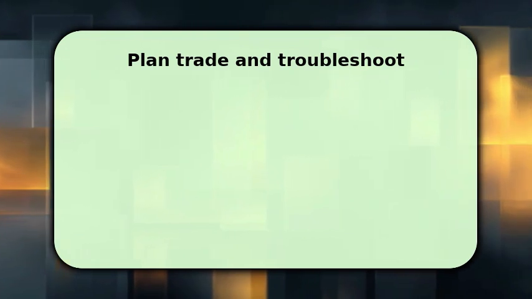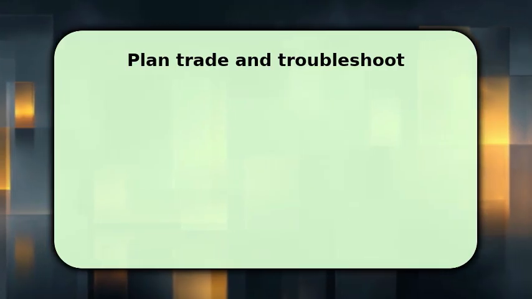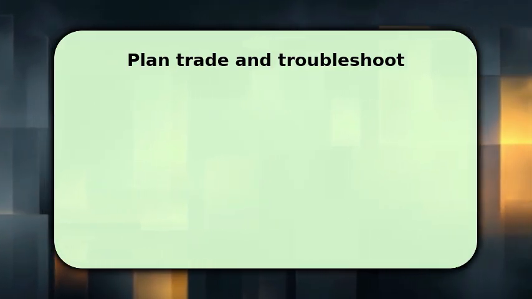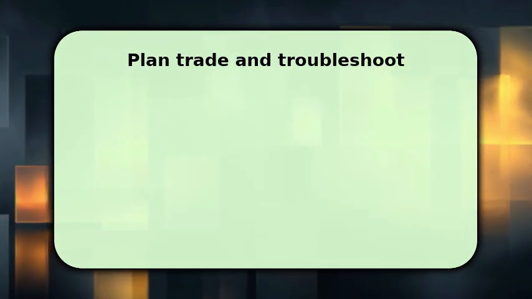Set your entry at the breakout or retest, place stop loss beyond the invalidation swing, and calculate targets from the pattern height or an ATR multiple. Make sure to size the position so you risk only 1 to 2% of your account on the trade.